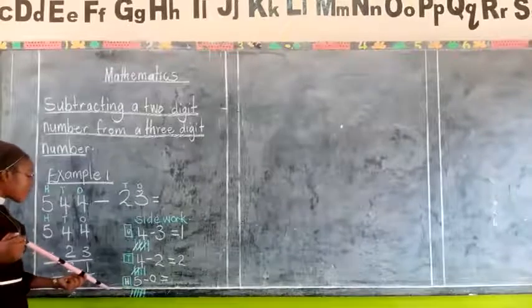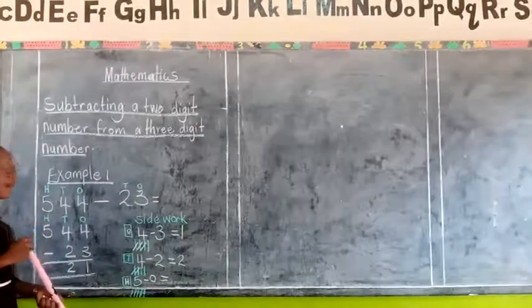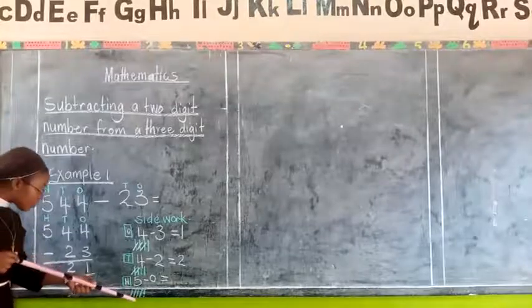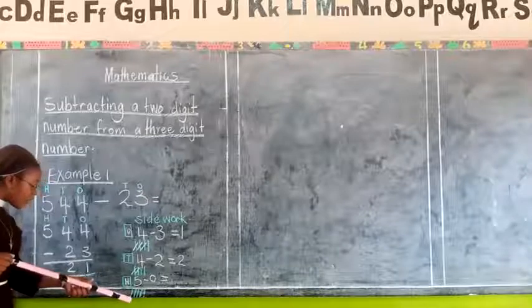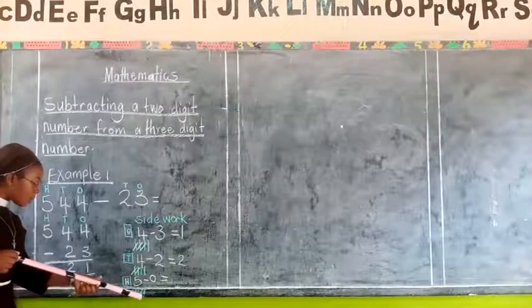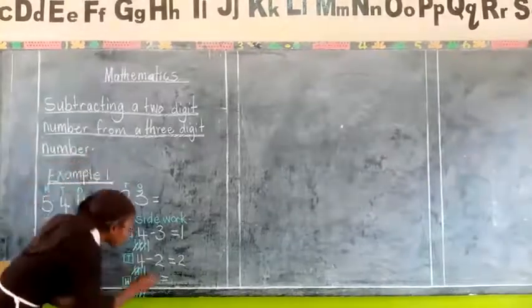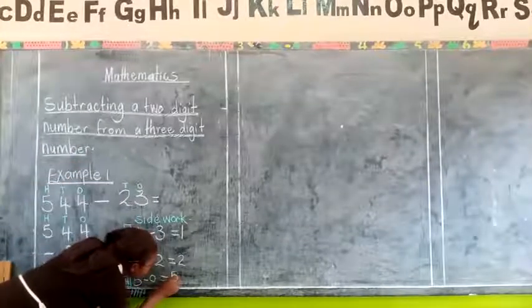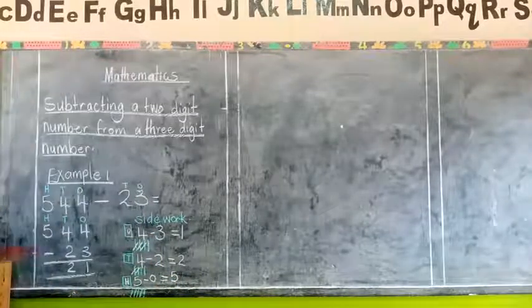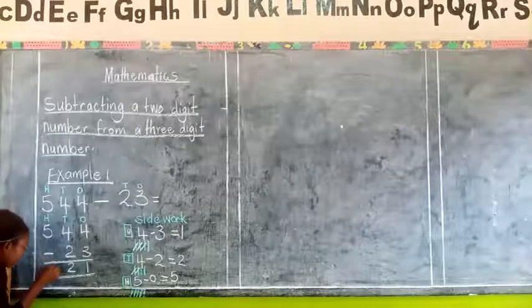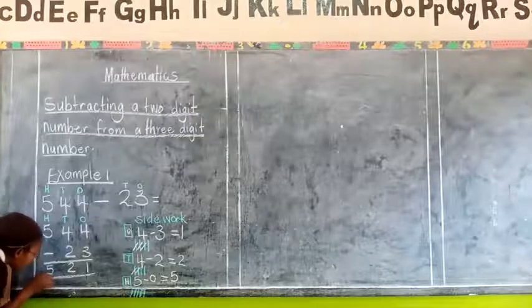If we do not take away anything, it means we are going to remain with our 5 counters since we have not subtracted anything. Let's count them once again. 1, 2, 3, 4, 5. We have not taken away anything from 5. So 5 take away 0, we shall have our answer as 5. We come back here under the hundreds place value and write our number as 5.